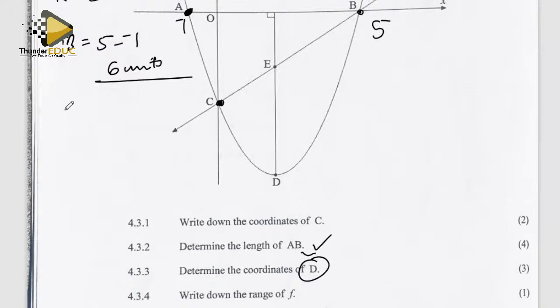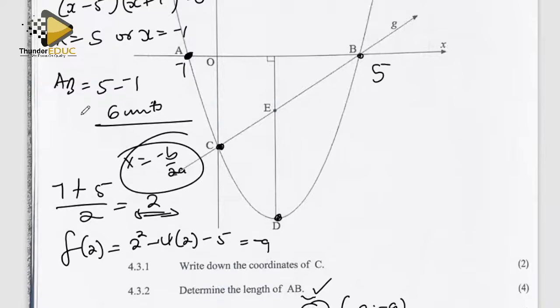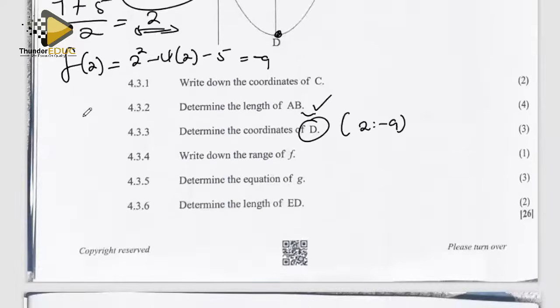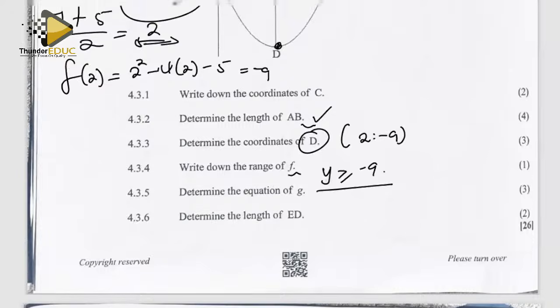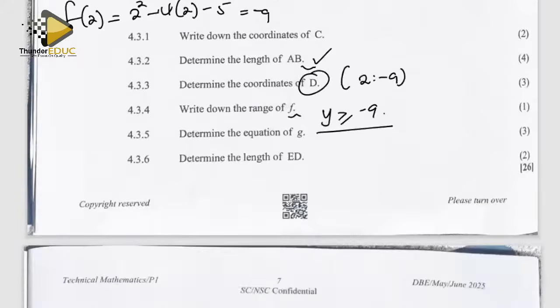Then determine the coordinates of D. Where is D? D is the turning point. So how do we determine the turning point? We can find the midpoint, whereby x is -b over 2a, and then we do the substitution. All right, then 4.3.4, they want the range of f. y must be greater or equal to -9. So the y values where this graph is valid, okay? That is how that must be done.